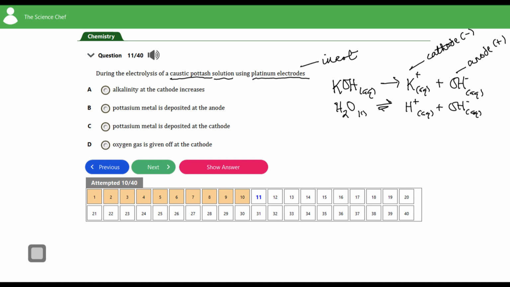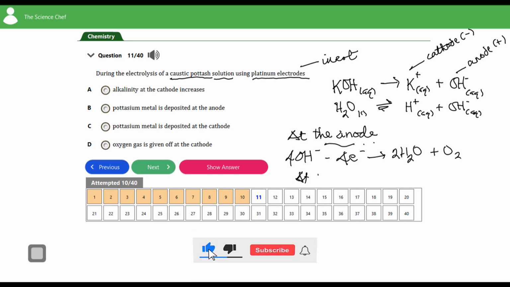So at the anode, what happens? The hydroxide ion is preferentially discharged, because there's no competition for hydroxide ion. So the hydroxide ion undergoes oxidation to form water and oxygen in the ratio 4:4:2:1. 4 moles of hydroxide ions will lose 4 moles of electrons to form 2 moles of water and 1 mole of oxygen gas.